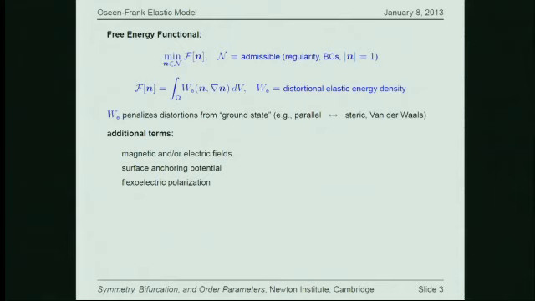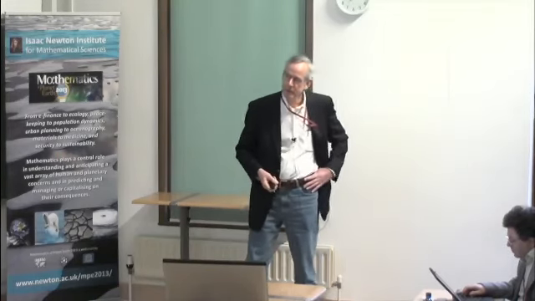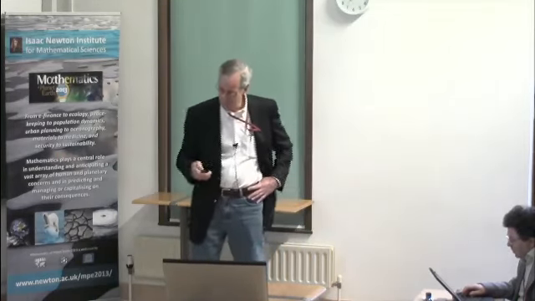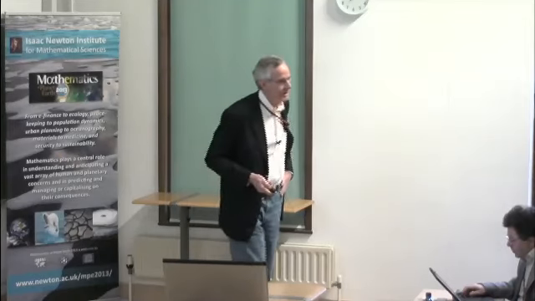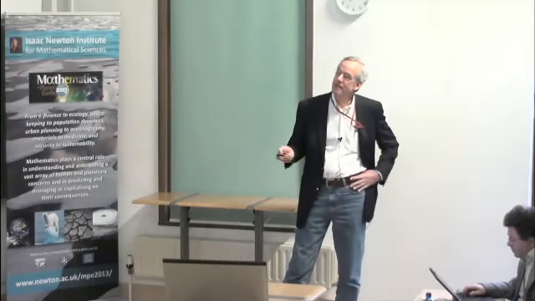In most modeling situations utilizing the Oseen-Frank model, there will be additional terms besides this distortional elasticity present. The most common versions could have either magnetic or electric fields or both, surface anchoring potential, as was discussed a lot in Oleg Lavrentovich's talk yesterday. And sometimes there are additional terms related to the flexoelectric polarization. I'll try to touch on each of these terms and show what is added.